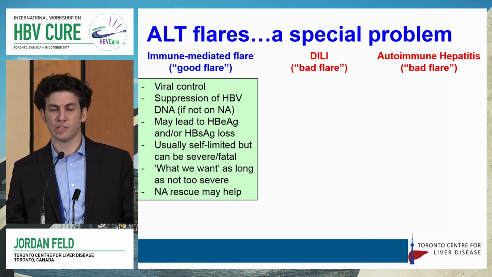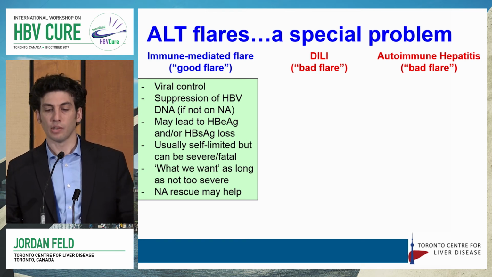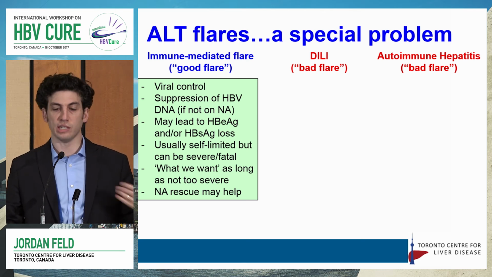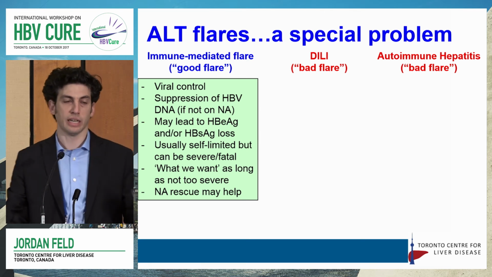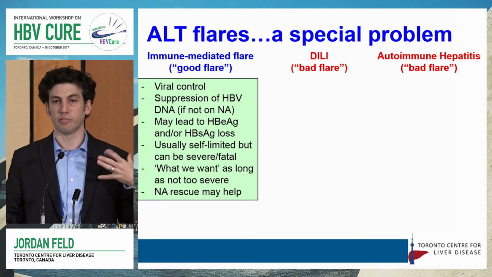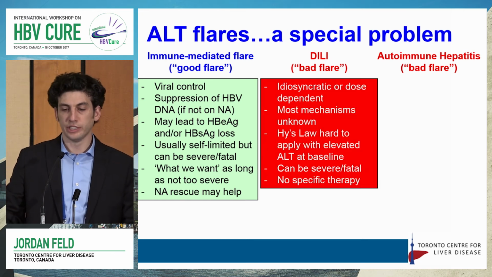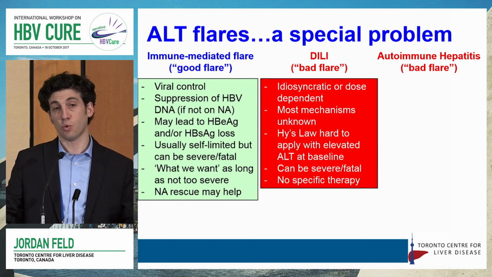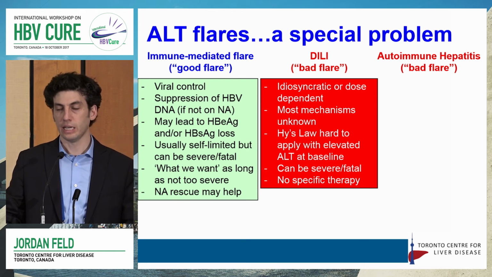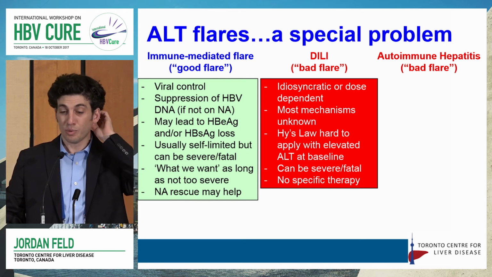Usually these tend to be self-limited, but even flares in natural disease can be quite severe, and very rarely can be life-threatening. So this is what we want to see, as long as it's not too severe. And the nice thing here is that if you see this type of flare in someone not on a nuc, a nuc might help. For drug-induced liver injury, this is idiosyncratic or dose-dependent. It depends on the agent and is sometimes hard to predict. Most of the mechanisms for it are unknown.